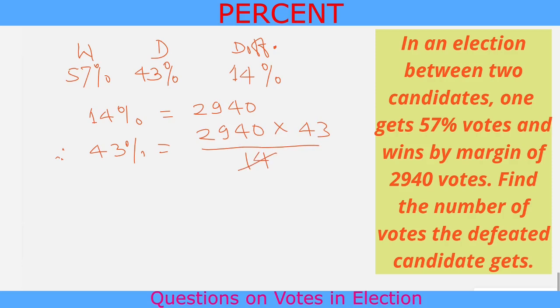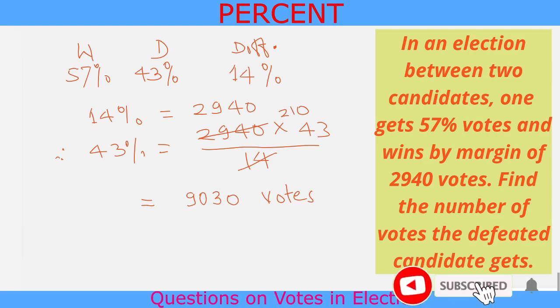14 cancels 2940 for 210 times, and on multiplying 210 by 43, we put 0 of 210 first, and 21 multiplies 43. 21 times 3 is 63. We carry 6. 21 times 4 is 84, plus 6 is 90. So 9030 votes. This way we can calculate even without calculating the total number of votes. Simple and easy question. Do lot of practice.